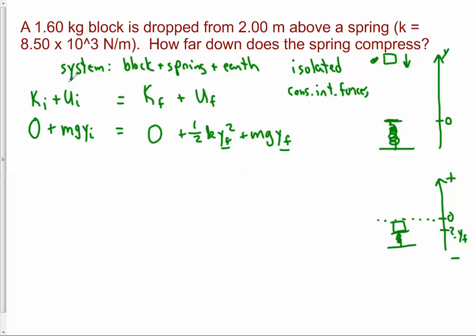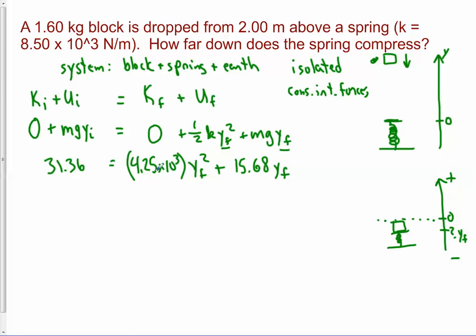So I've got m and g and the initial y over here, and that turns this into 31.36. I'm not even going to write units just for a second, because I want to show you something. 1/2 k gives me 4.25 times 10 to the third, and again yf squared. And then mg right here will be 15.68 yf. Okay, so with the numbers, that's the equation that we now have to solve.